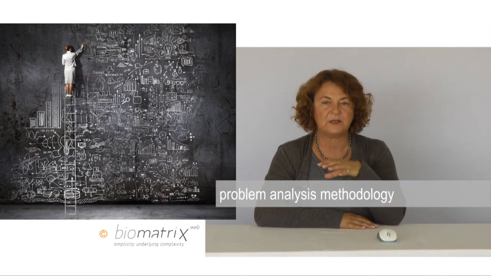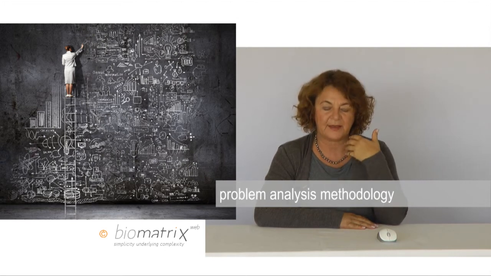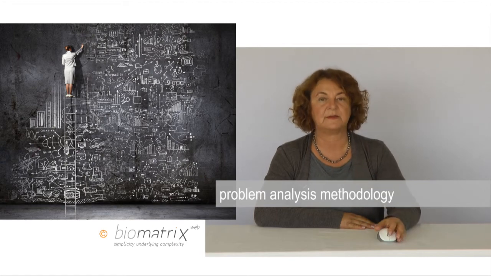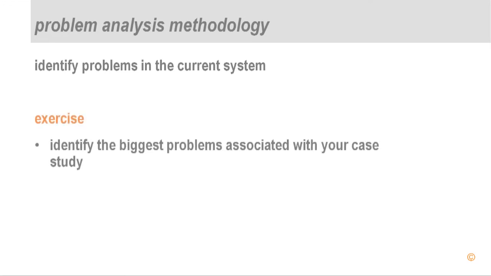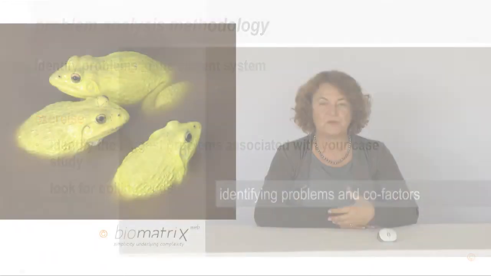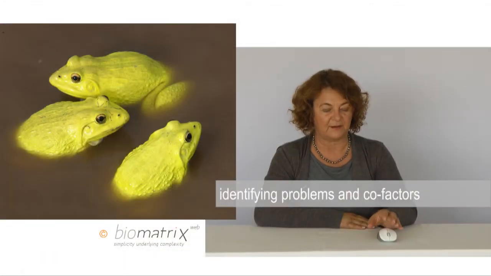Our orientation should be to identify as many problems and problem cofactors as we can. So the first exercise we are doing is to identify the problems in the current system. And you are asked to identify your biggest problems. And we suggest you look especially for boiling frogs. Those are problems that are gradually getting worse. You may not even notice that they're getting worse.